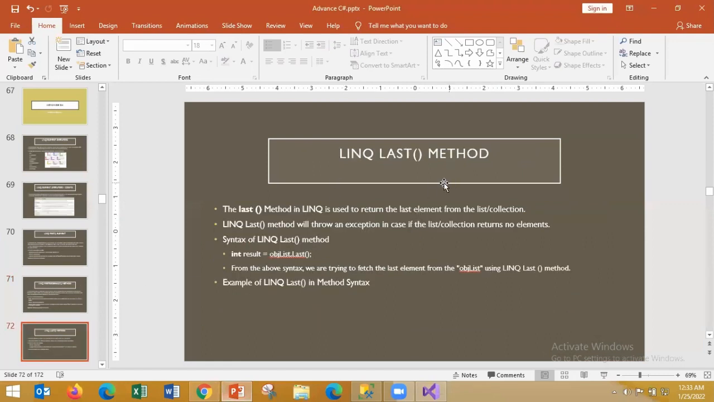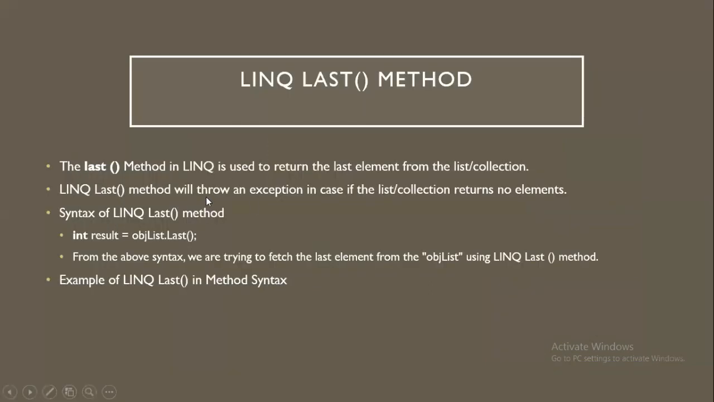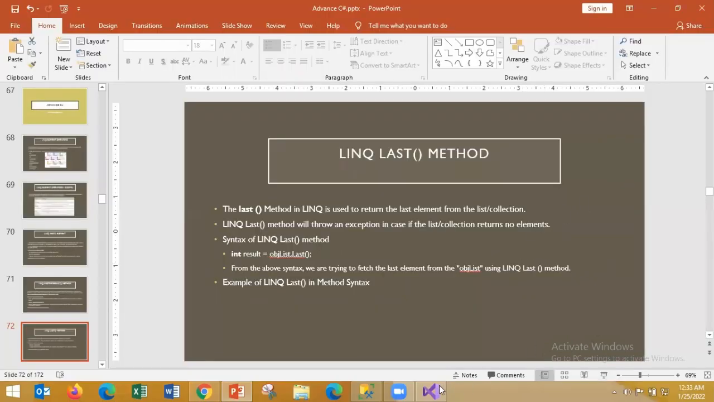Next is your Last method. The Last method is going to give you the last item from the list or collection. This will throw an exception in case the list or collection returns no elements. Okay. Syntactically, you use the Last method, and in this syntax we are trying to fetch the last item or element from the object list source using the LINQ Last method. Again, it is very straightforward.